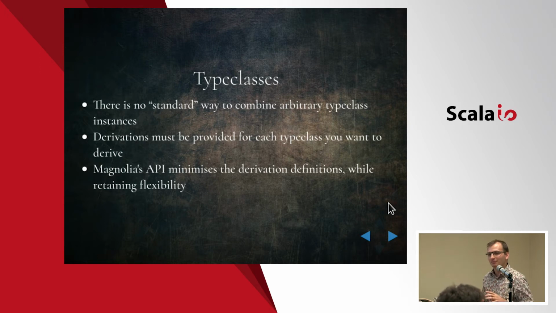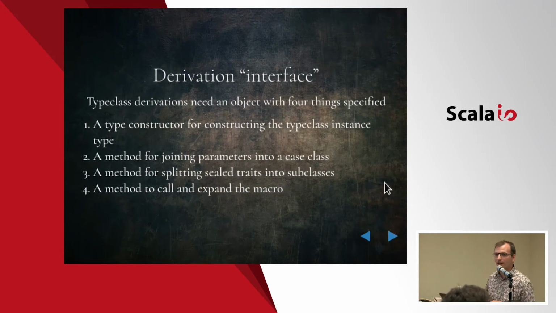So it's a given, I'm telling you it's a given, that we do need to write some code for each one of those type classes. What I want to do, and what Magnolia's API tries as hard as possible to do, is to minimize the amount of code you need to write, particularly boilerplate code, to produce those derivation instances from which it will be able to generate more type classes on demand. So there are four things you need. Only two of them are really particularly difficult.